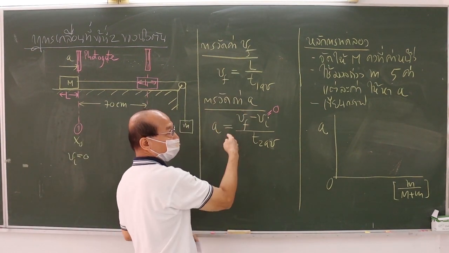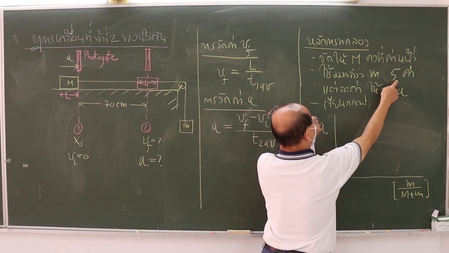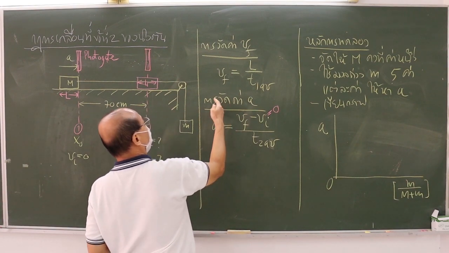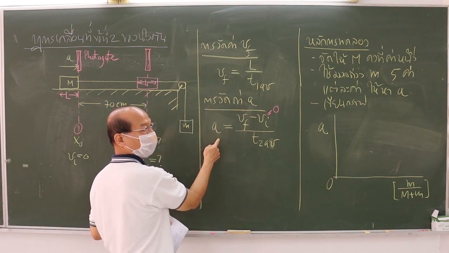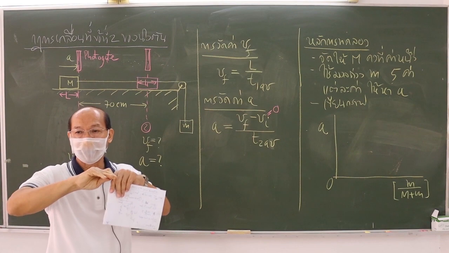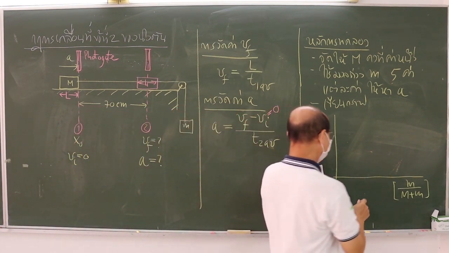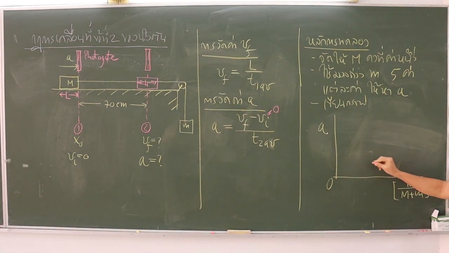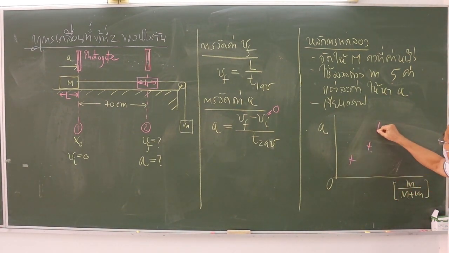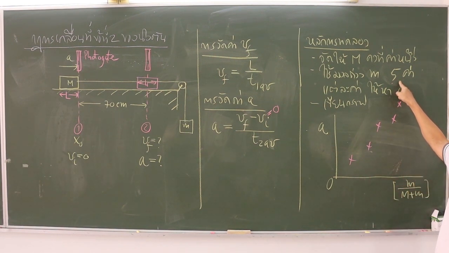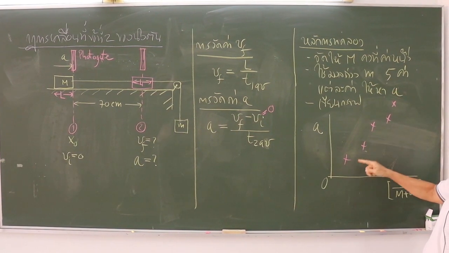You repeat all these procedures for other values of lower m and measure the values of Vf and the acceleration a. When completed, you can then plot the graph between the acceleration a and the mass ratio. The plot has 5 points because you did the measurement 5 times.